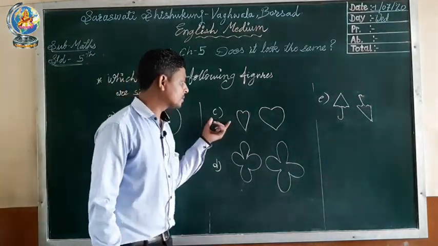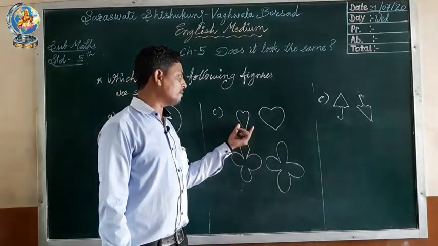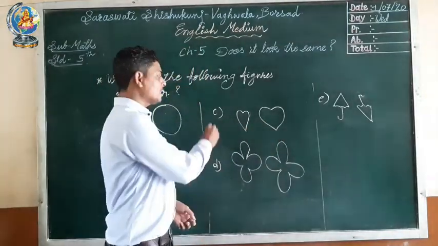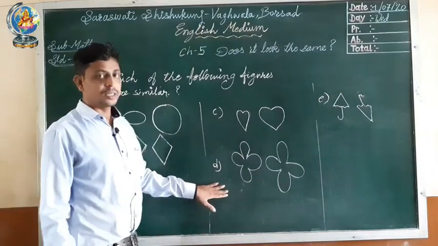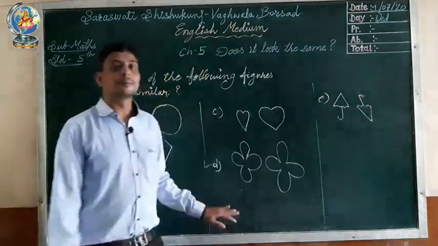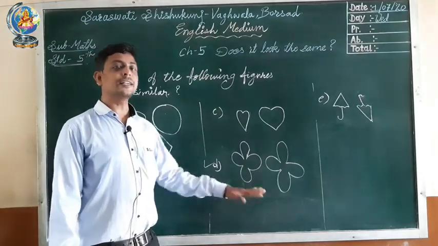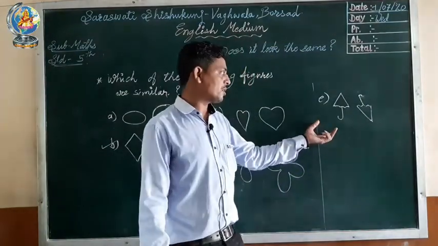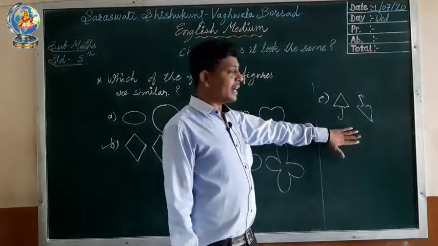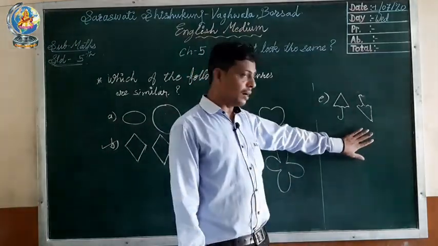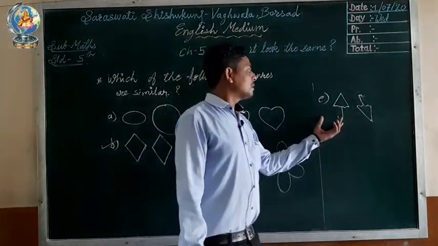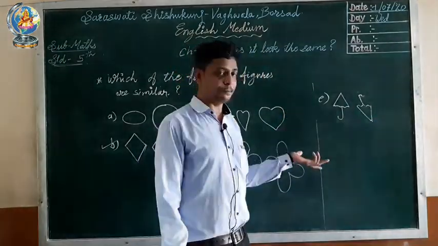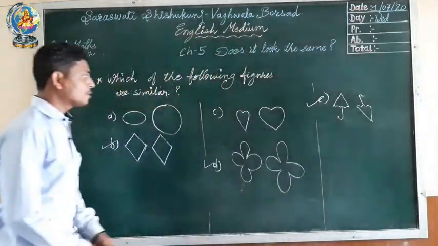C: here in this figure you can see one figure is small and one figure is big. So that's why they are not similar. Now D: here you can see two flowers. Both figures are similar in size and shape. Now E: you can see a picture of an umbrella. They are in opposite directions. But if you observe carefully, both shapes have the same size and shape. So they are similar. So what is the answer?